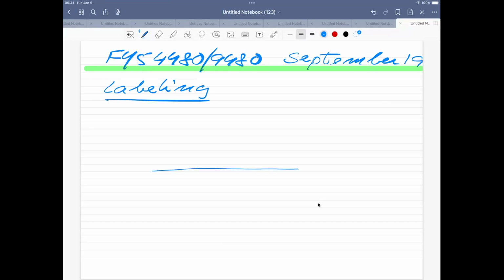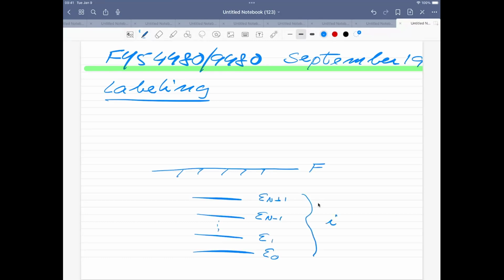labeling which is convenient. So we would have the Fermi level here, and then we are having all the states below the Fermi level. And in this particular case, we are going to label these states. So there will be an epsilon 0, epsilon 1. These are the energies. And then we have an epsilon n minus 1, epsilon n plus 1. Now, these states are going to just get a label like I, J, K, L. And then we have the states above the Fermi level. So this is n here.